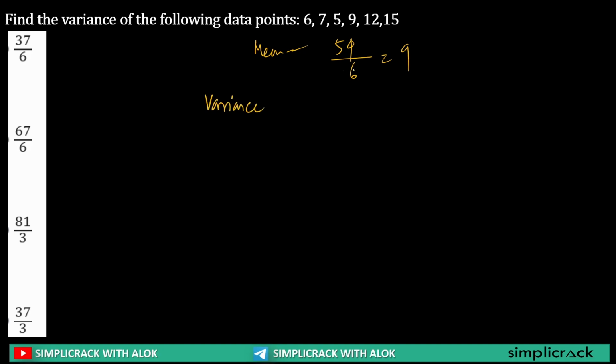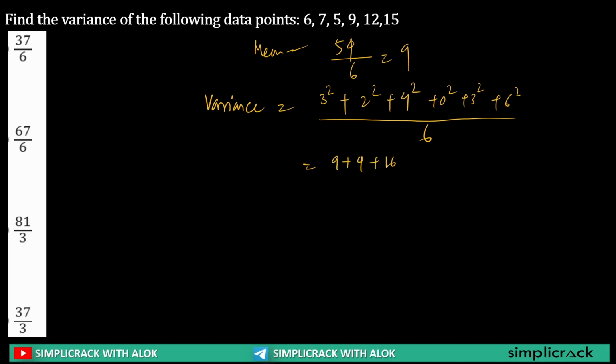Now in order to find the variance, what will we be doing? Variance is equal to the sum of squares of the deviations from the mean: 9 minus 6 squared is 3 squared, plus 2 squared, plus 4 squared, plus 0 squared, plus 3 squared, plus 6 squared, divided by the total number of values, 6. So this is 9 plus 4 plus 16 plus 0 plus 9 plus 36, by 6, which is equal to 74 by 6, which can be written as 37 by 3. So the variance is equal to 37 by 3. See how easy it is.